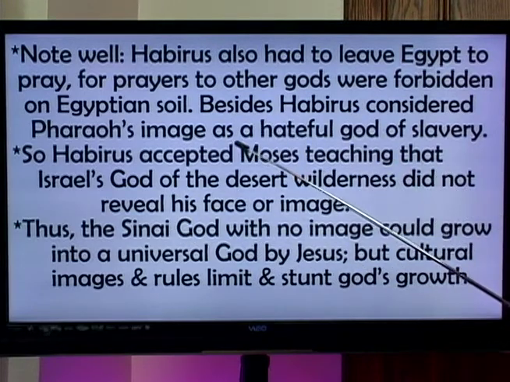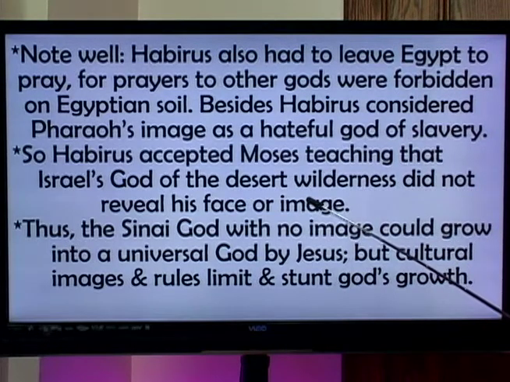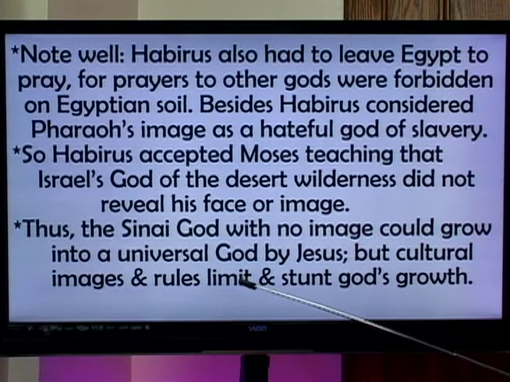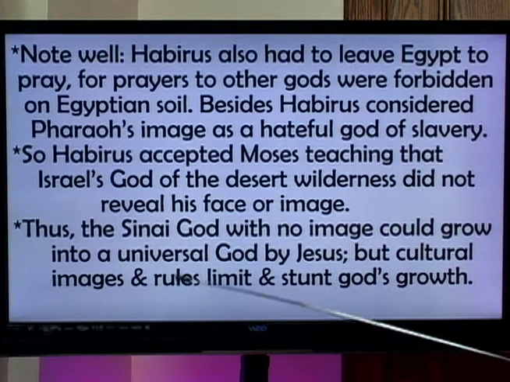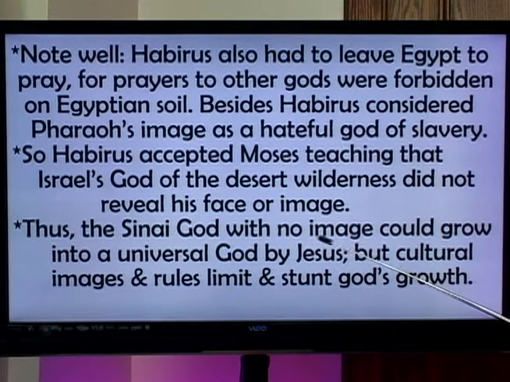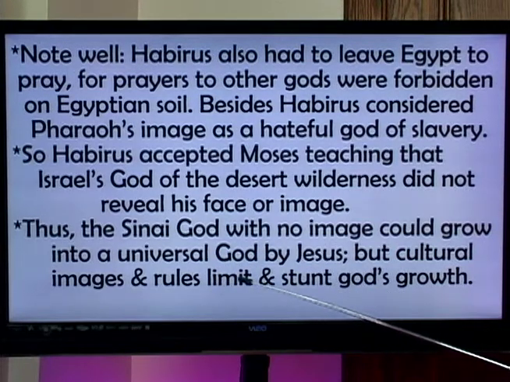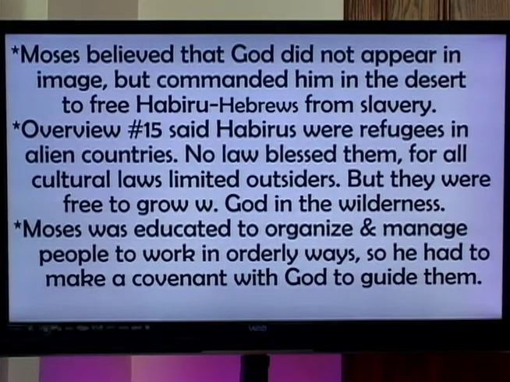Besides, Habiru was considered Pharaoh's image as a hateful god of slavery, and that's what they were supposed to pray to. So Habirus accepted Moses' teaching that Israel's God of the desert wilderness did not reveal his face or image. Thus the Sinai God with no image could grow into a universal God by Jesus all through the centuries. But cultural images and rules limit and stunt God's growth, so we have in the Roman Catholic faith no culture putting limits on God. We go on to our next screen and we continue reading.